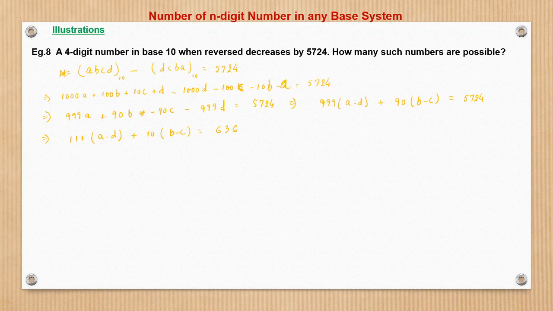Now this equation has to be solved, and we know that A, B, C, D belong to 0 to 9 because it's a decimal system, and A cannot be 0, because if A becomes 0, then ABCD will not be a 4-digit number. D can be 0. It is not required that the reverse is also a 4-digit number, but the original number ABCD has to be a 4-digit number, so A cannot be 0. So this is the original term of the question, right?